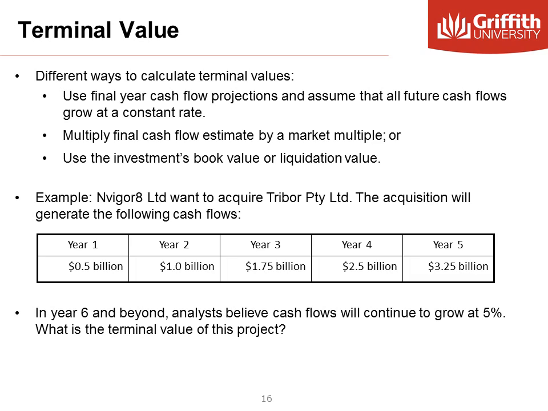For example, Invigorate Limited wants to acquire Tribor Pty Ltd. The acquisition will generate the following cash flows. In year 1, 0.5 billion, in year 2, 1 billion, and so forth. Beyond year 6, the growth rate is constant at 5%, and the analysts believe the cash flow will continue to grow at that constant rate. What is the terminal value of this project?